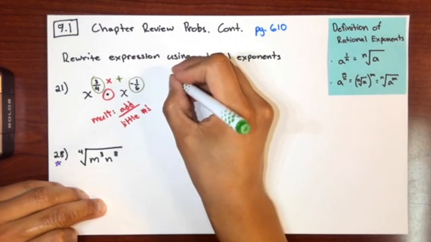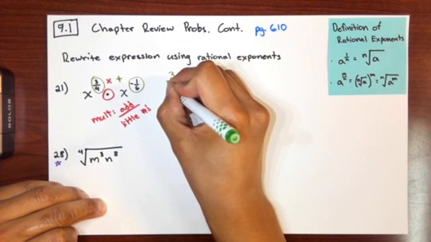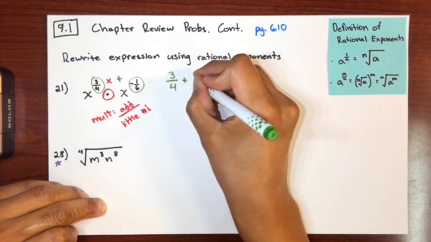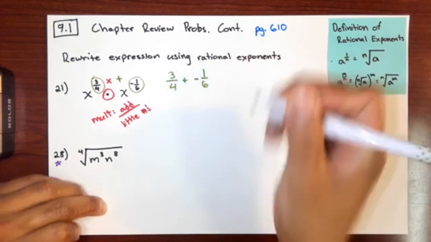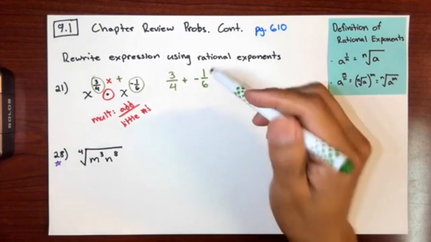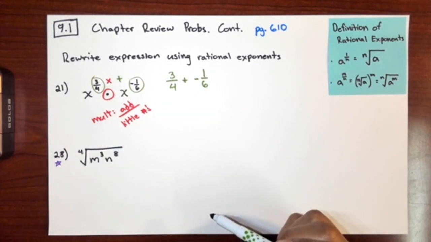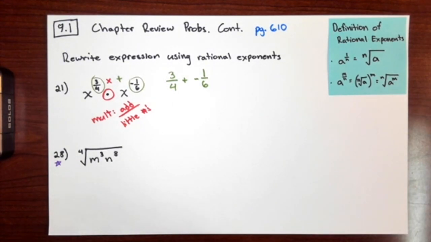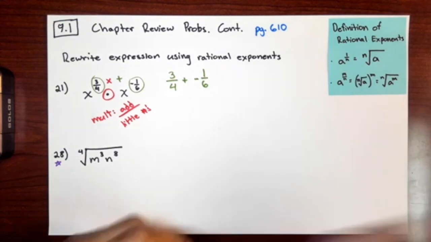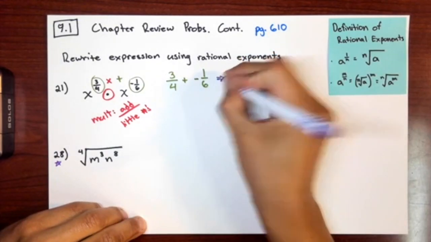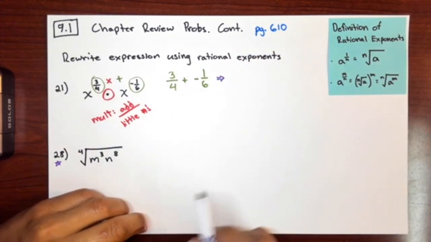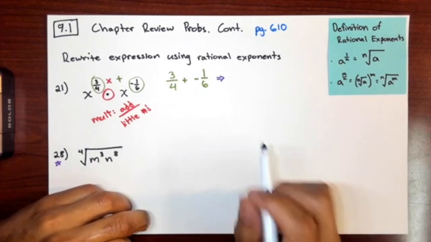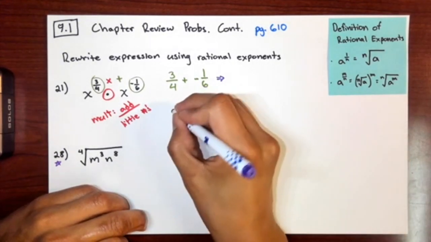Okay, and we're going to go ahead and write it out. Basically, you're going to have 3 over 4 plus negative 1 over 6. So that's basically just subtraction. Now we know that we cannot add these two together because they don't have a common denominator. So what we're going to do is turn this into a problem that has a common denominator. Let's get a common denominator between 4 and 6. The smallest one is going to be 12.